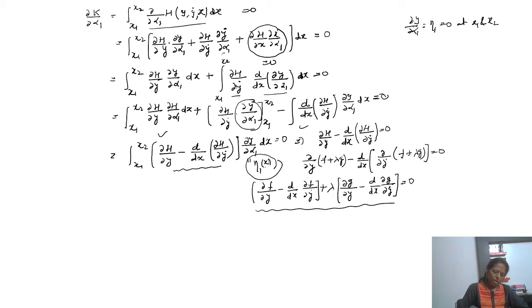Similarly, if you find delta K by delta alpha 2 is 0, if you look at this equation, it is free from alpha.